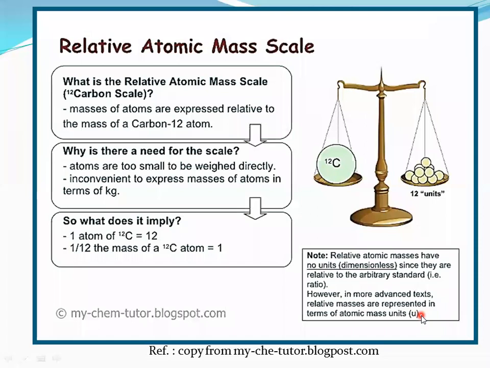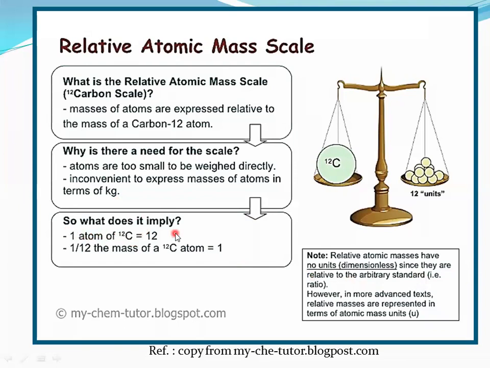How can we calculate relative atomic mass? What is the relative atomic mass scale? The carbon-12 scale. Masses of atoms are expressed relative to the mass of a carbon-12 atom. Observe this diagram. Why is there a need for the scale? Atoms are too small to be weighed directly, and it is inconvenient to express masses of an atom in terms of kg.